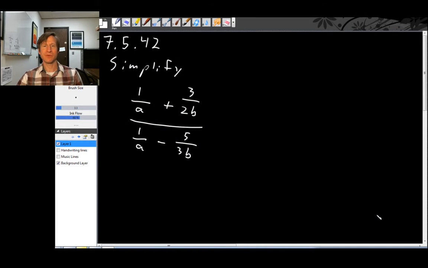Here's a solution to problem 7.5.42 from Rockswold's algebra. We're going to simplify this rational expression. The trick to simplifying a complicated rational expression like this is to find the common denominator you would use for all of the smaller rational expressions. So let's find this common denominator.